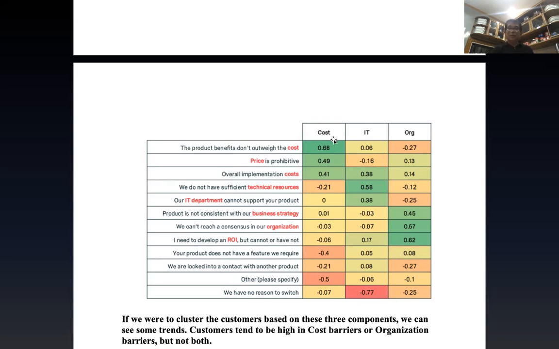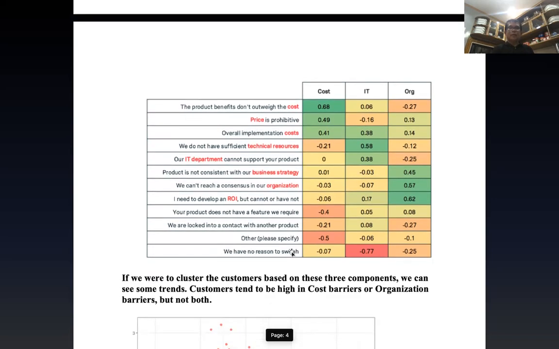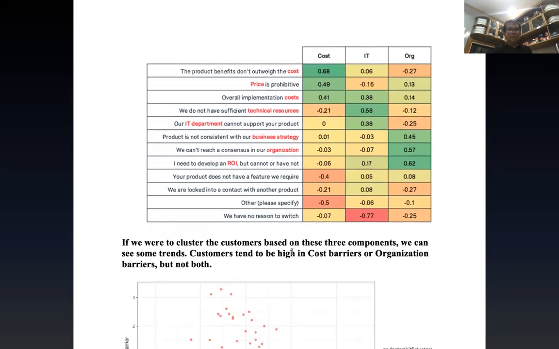So we have cost, we have IT, and we have organization. So for organization, we have the weights 0.45, 0.57, 0.62. For IT, we have 0.38, 0.58, 0.38, then negative 0.77. And for cost, we have 0.68, 0.49, 0.41. If we were to cluster the customers based on these three components, we can see some trends.